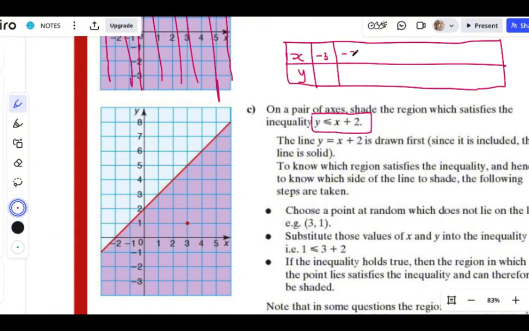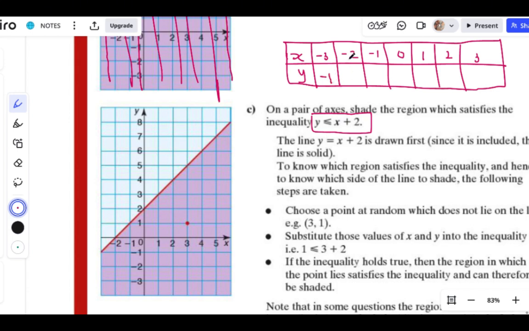I'm running from negative to positive. So we have -3, -2, -1, 0, 1, 2, 3. Okay, I'll stop at 3. So we find the y value. If x is -3, y will be what? You say -3 plus 2. That's y will be -1. Y will be -1, right?